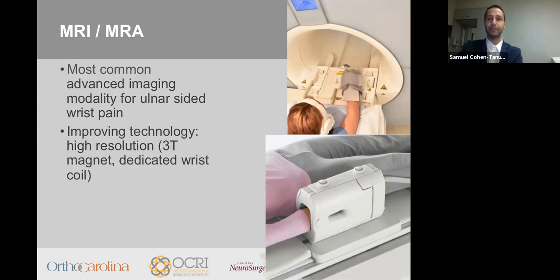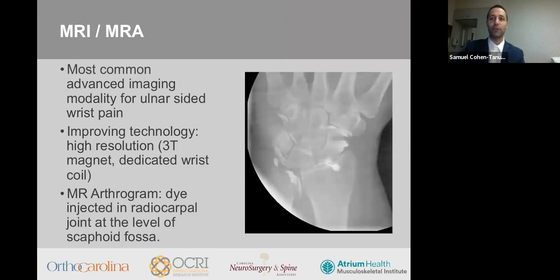To obtain an MR arthrogram, the dye is injected into the radiocarpal joint, like you can see here, at the level of the scaphoid fossa. And here we're just looking for leaking of dye into other areas, such as the midcarpal row or the DRUJ, which would suggest ligamentous tears or defects.